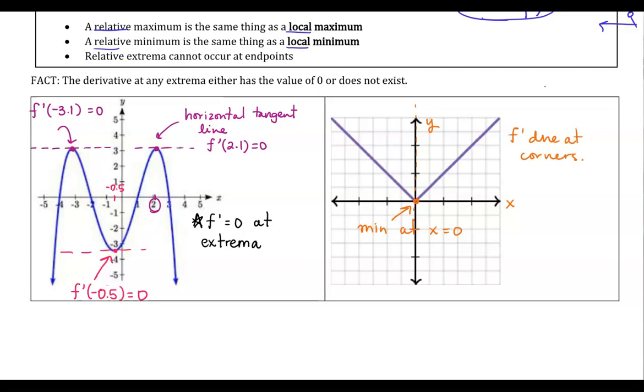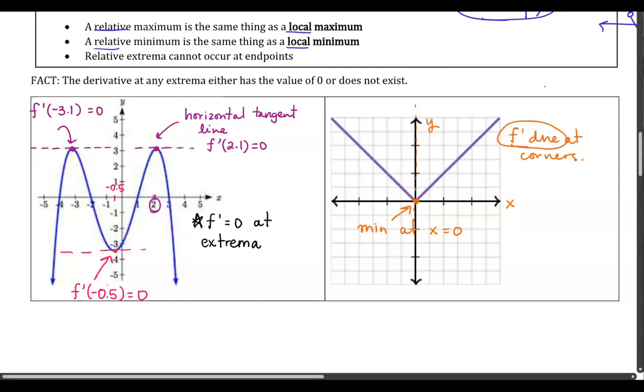So we do have a relative extreme. We have an extrema happening there at 0. We have an absolute minimum. It's also a relative minimum. Please don't get confused thinking about whether it's absolute or whether it's relative. The point is that it is a minimum and the derivative does not exist.